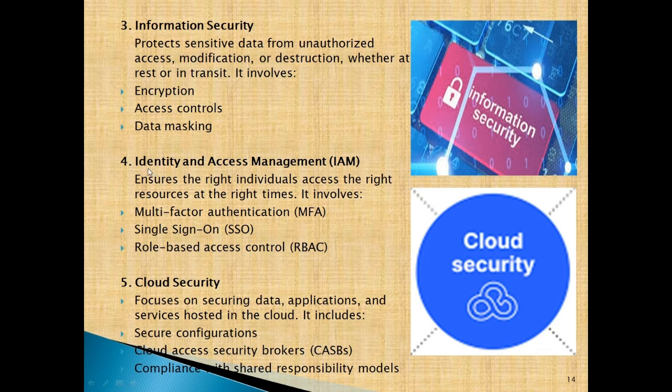Then we now have number 4, identity and access management. It ensures that the right individuals access the right resources at the right times. It involves multi-factor authentication, single sign-on, and role-based access control. It simply means that everyone who claims to have an identity, no one should be able to access any system or server or network with somebody else's identity. There should be a way to check and confirm that the person trying to access somebody's email, for example, is the right person. Google does that a lot. If you are trying to access an email from another computer or laptop or mobile phone, it generates a multi-factor authentication to confirm that you are the original owner of that account.